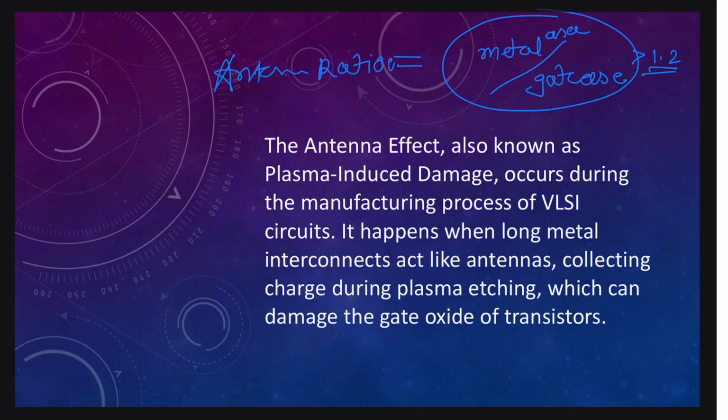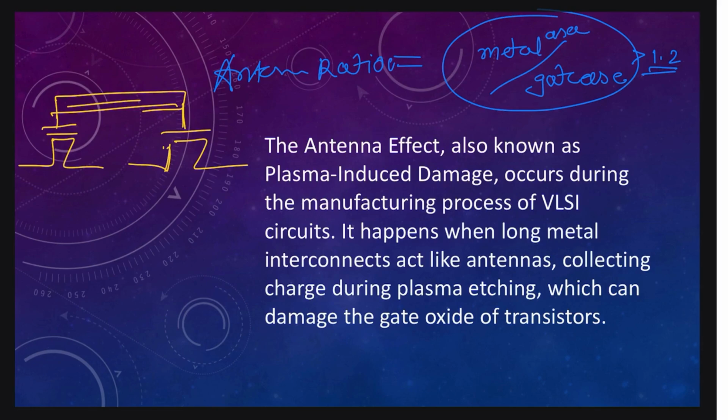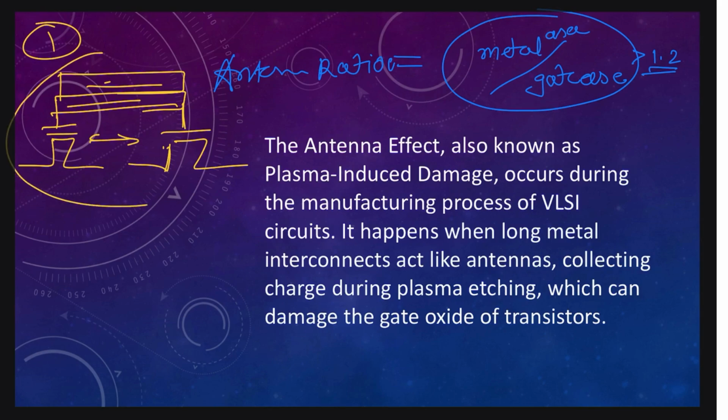So the first thing to avoid the antenna effect is that we need to place devices as close as possible. Our main aim is to reduce the metal area. So let's assume this gate and this gate are connected. We should put these two devices as close as possible so that we can reduce the metal area. You should place as close as possible the devices which are connected to each other. So this is the first step.